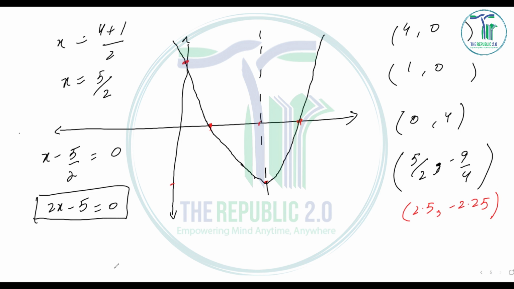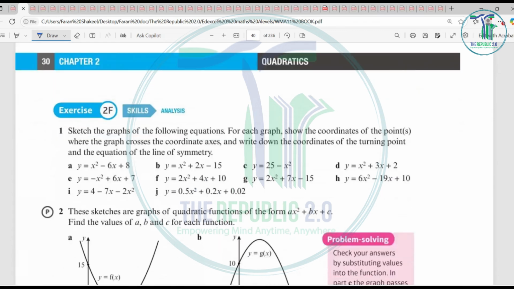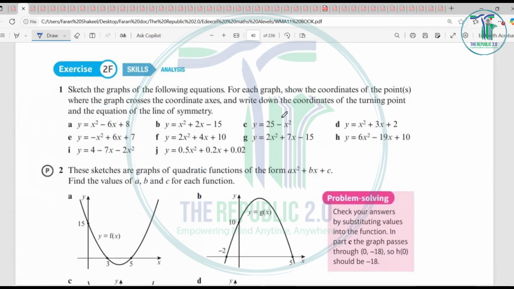Now we're going to practice one more example related to quadratic graphs. Let me take you back to the book. Okay, now you can see this 2f, and we're just going to talk about this part (i), right? We need to sketch the graph of the following equations. For each graph, we need to show the coordinates of the points where the graph crosses the coordinate axes, write down the coordinates of the turning point, and the equation of the line of symmetry. We have learned how to do all of these things, and now we're going to do this again for a comparatively different question.